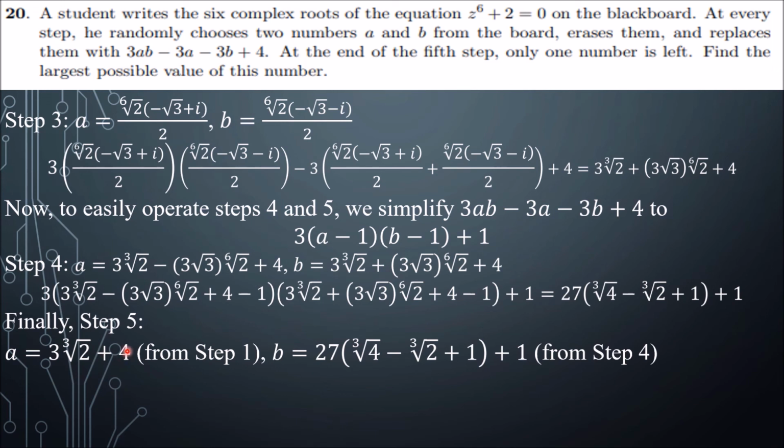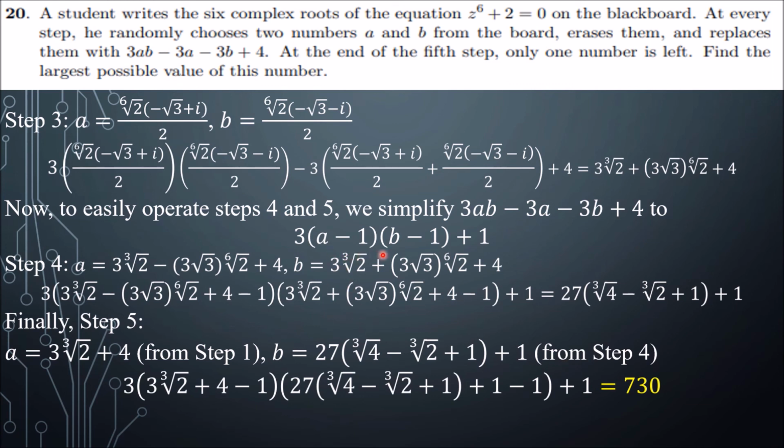Finally, let's have step number 5. Let a be 3 cube root of 2 plus 4 from step 1, and b be 27 times cube root of 4 minus cube root of 2 plus 1 from step 4. So this one here. And then we operate 3 times a minus 1 times b minus 1 plus 1. We have this, plus 1 plus 1. Simplifying all that, we have 730. And this is the largest possible value.